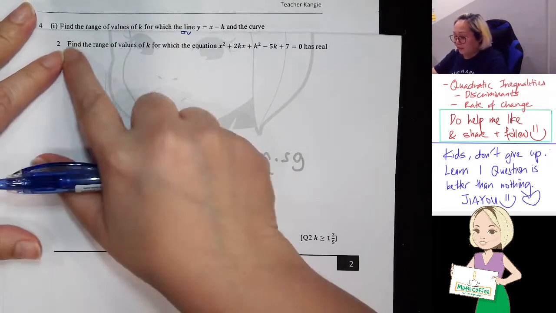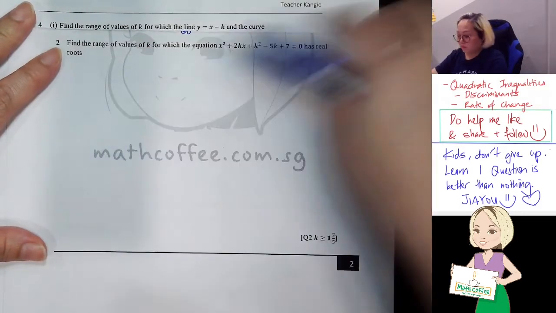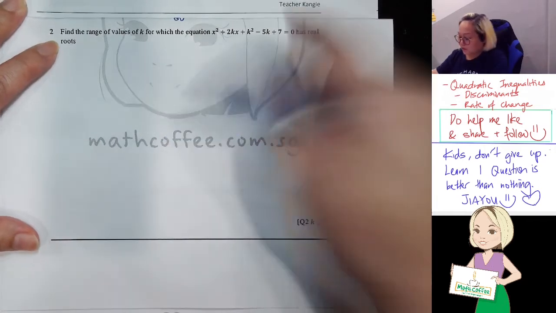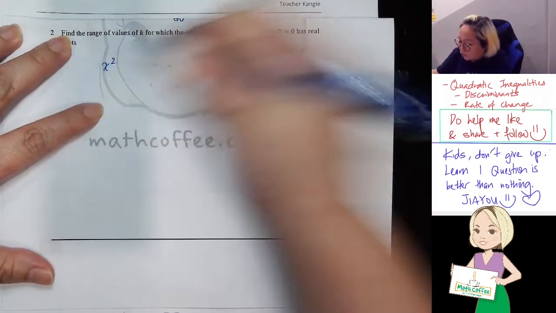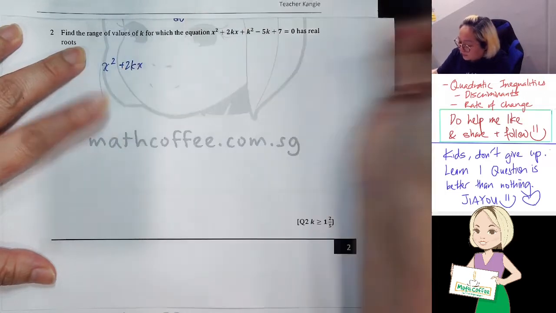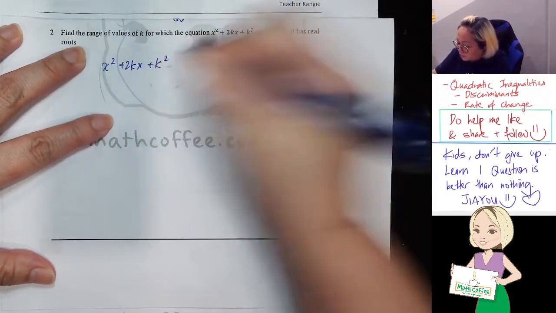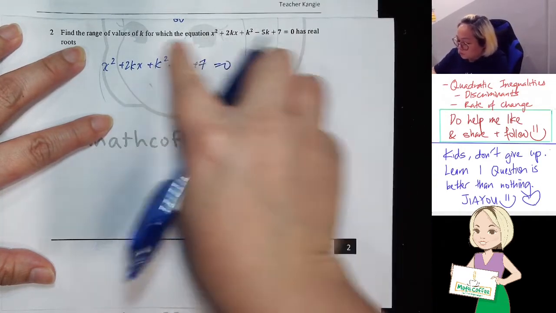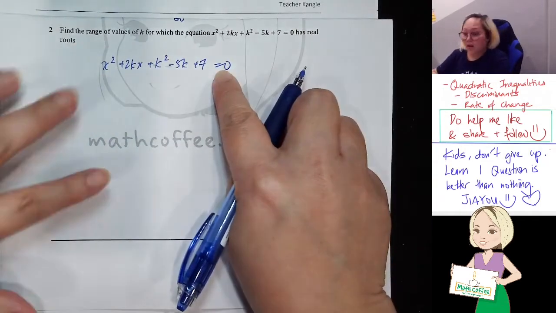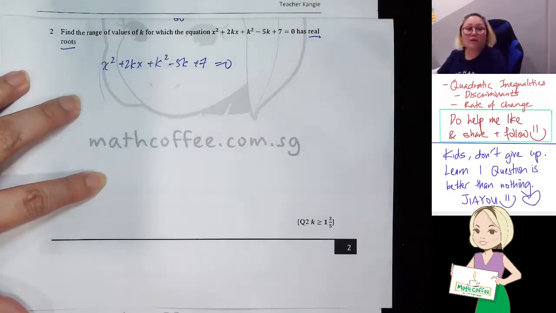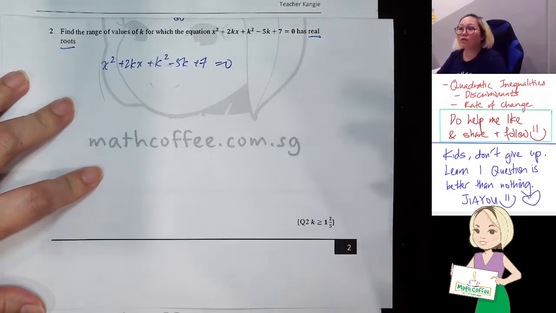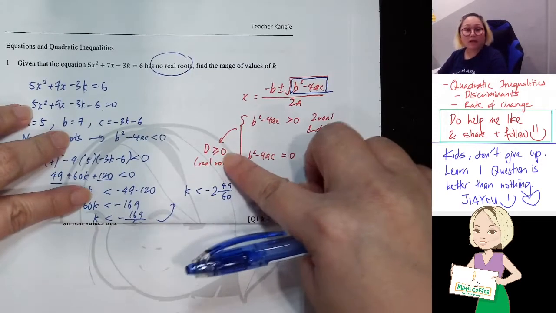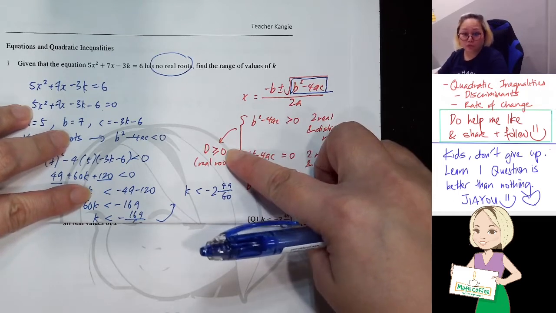So over here they tell me, find the range of values of k for which the equation has real roots. So let's write out the equation first: x squared plus 2kx plus k squared minus 5k plus 7 equals to 0. So this quadratic equation, they tell me that it has real roots. Remember, when they tell me it's real roots, but they did not tell me it's distinct or equal, then I will have to combine and you will end up having discriminant more than equals to 0.